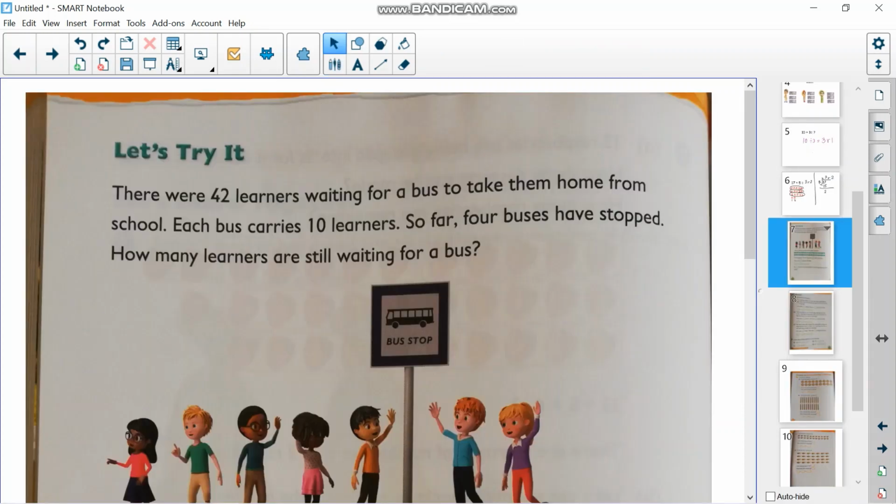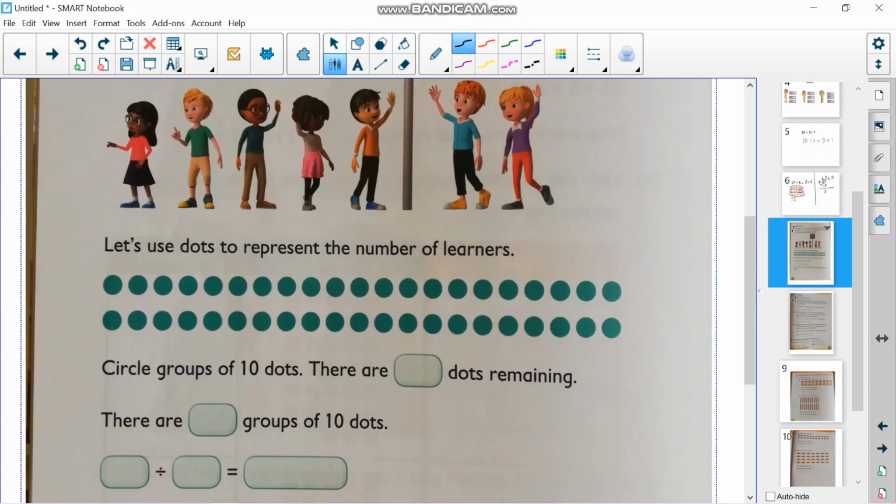Now that you know the concept of remainder, let's go to the practice exercises in your student book, page 168 and 169. Let's begin with Let's Try It. There were 42 learners waiting for a bus to take them home from school. Each bus carries 10 learners. So far, 4 buses have stopped. How many learners are still waiting for a bus? Let's use the dots to represent the number of learners. So we have 42 learners. Then we're going to circle groups of 10. Let's count.